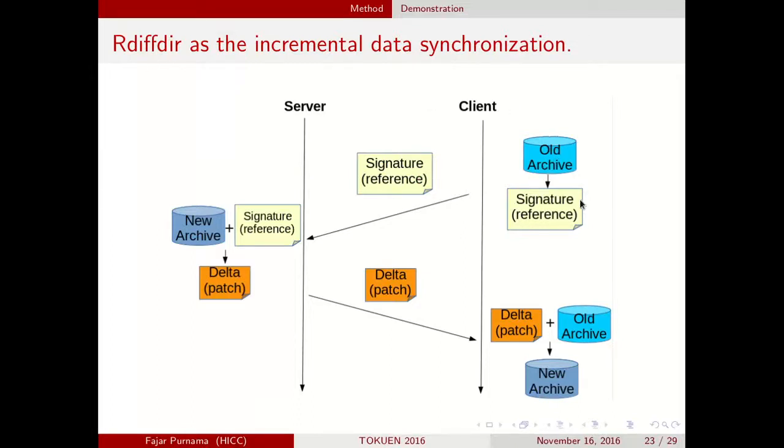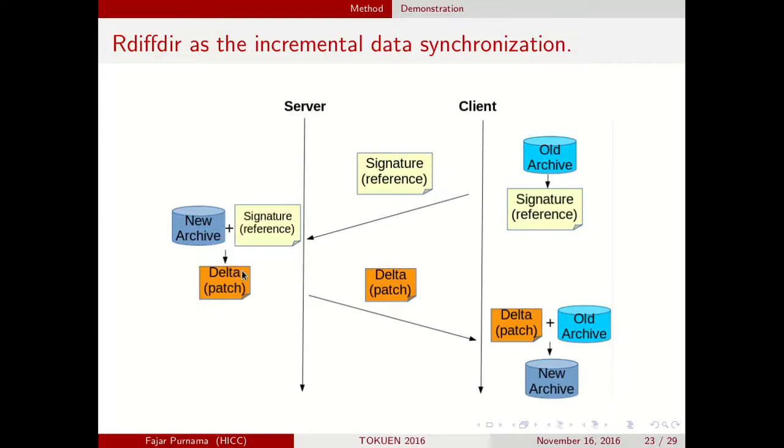So it works by first, on the client side, making a signature of the old archive. The signature is like a reference to the archive. And this signature, the reference, is a bundle of checksums. It consists of a weak and a strong checksum. The signature will then be sent to the server. The signature will be used on its archive on the server to calculate the delta, or the difference, between the new archive and the old archive. This delta itself is actually a patch.